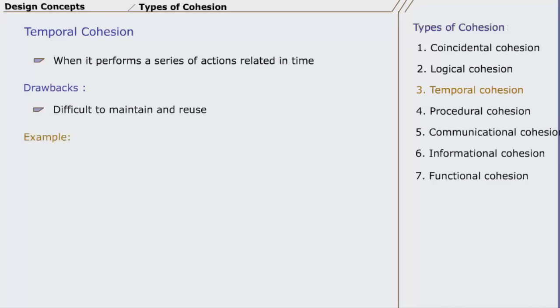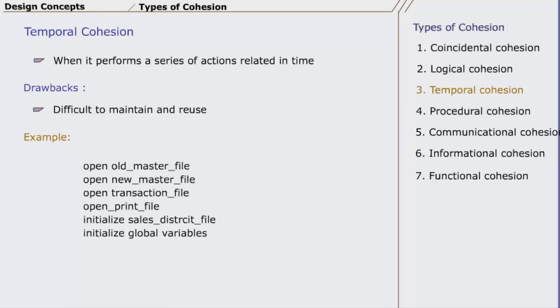An example of temporal cohesion could be a module named Initialize, which performs all these actions: open old master file, open new master file, open transaction file, open print file, initialize sales district file, initialize global variables.